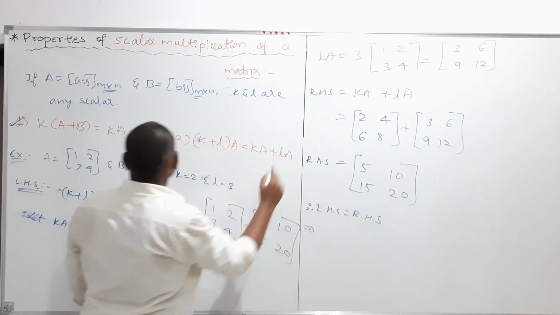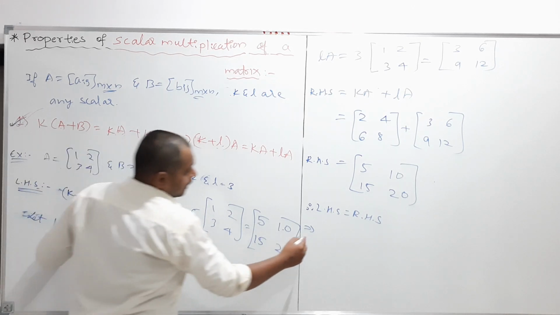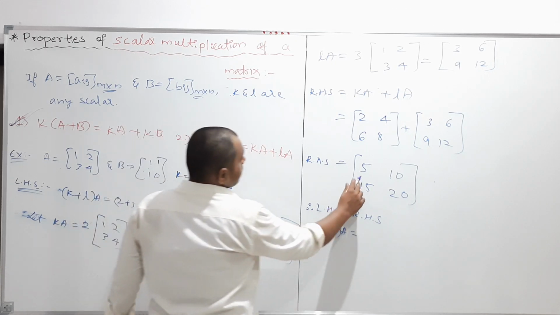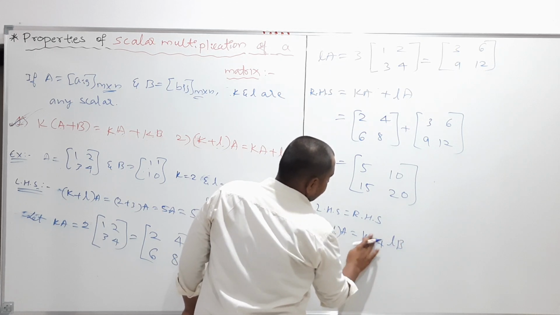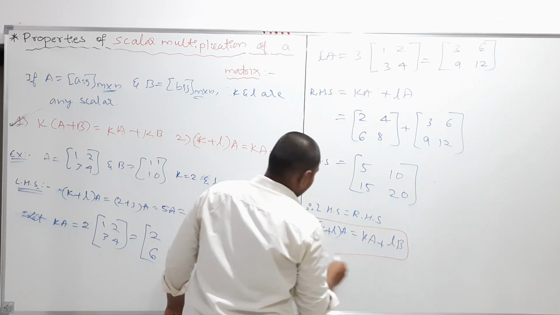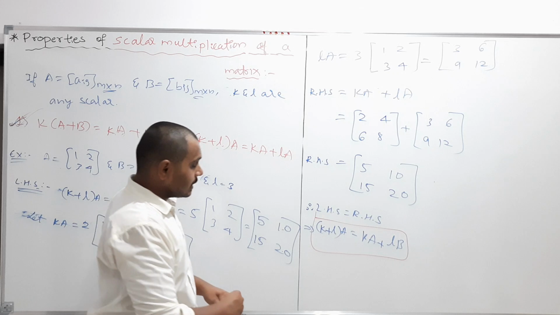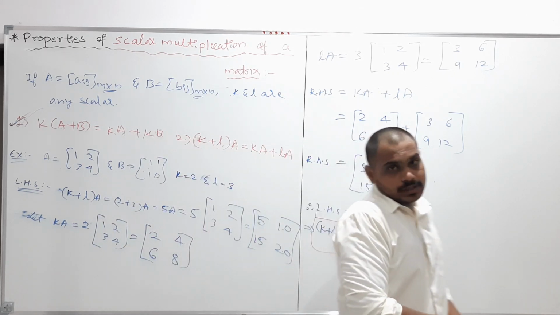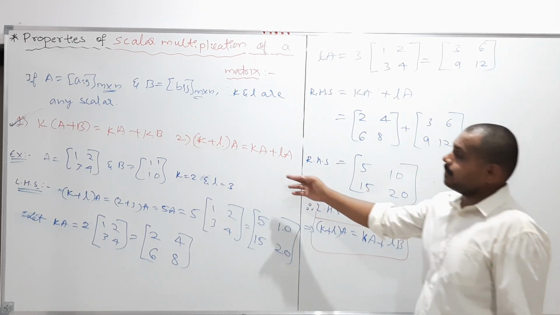So this implies, what is LHS? LHS is nothing but (K plus L) into A. (K plus L) into A is the same as the RHS. What is the RHS value? I took K·A plus L·A. So therefore, my dear students, this is your second property: (K plus L) into A is equal to K·A plus L·A. So like this, you can solve the questions. Clear? Yes. So this is the second property I verified here.